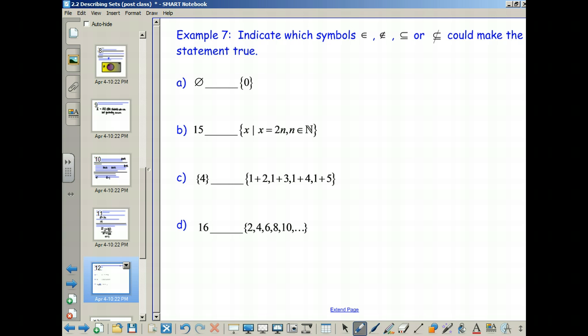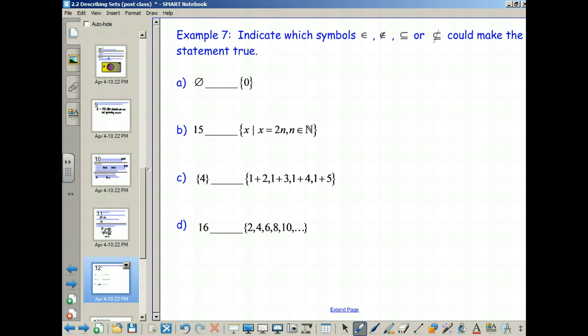All right, let's take a look at the next example. Moving on. Example 7. We're going to fill in the blank. All the problems are not going to have 4 options like I said at the top. They're either going to give you the options element or not an element, or the options subset or not a subset. Those are the 2 different sets of directions. I decided we could put them all together and answer both questions at the same time. So each of the blanks is going to have 2 answers: element or not an element, and subset or not a subset.